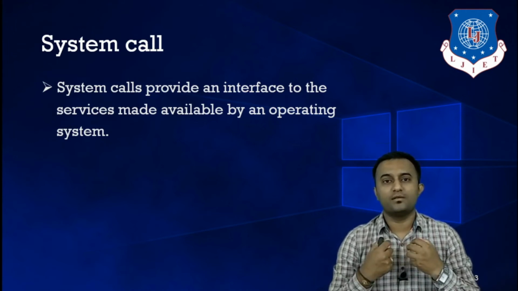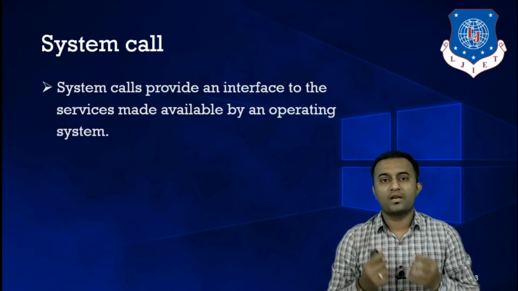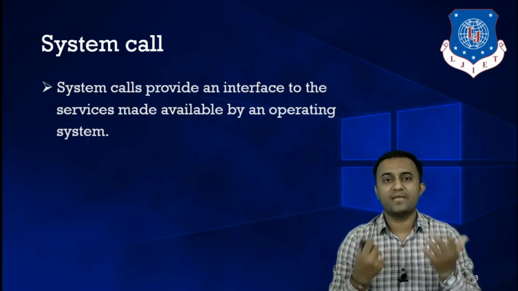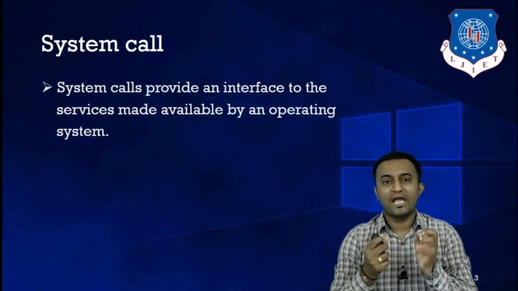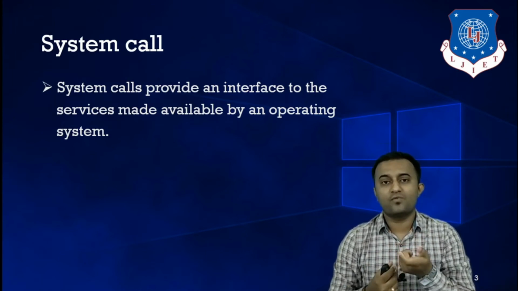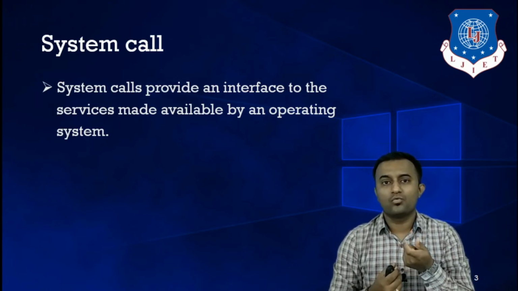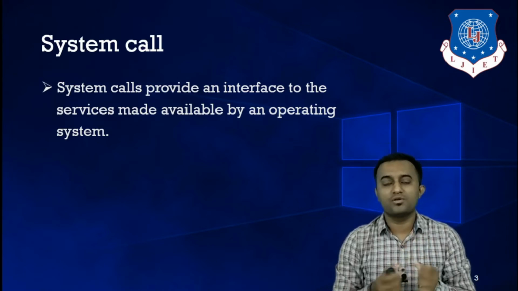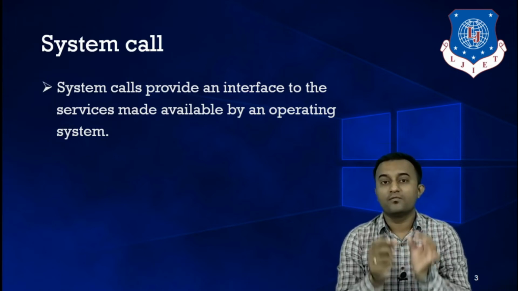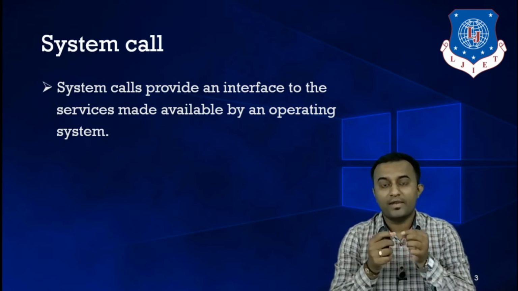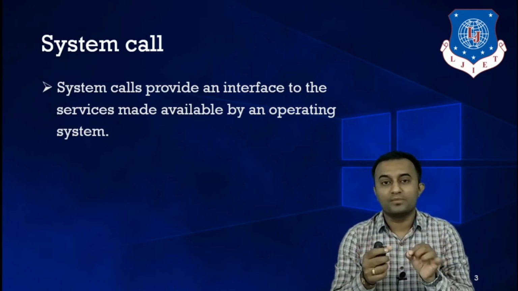Suppose in the Windows operating system you are writing a program in C and you are using printf and scanf functions. printf and scanf are nothing but library functions. With the help of these functions, the system call is called internally. Because printf requires what? Internally, which system call needs to be called? The write system call, because with the help of printf we need to write something on the monitor.